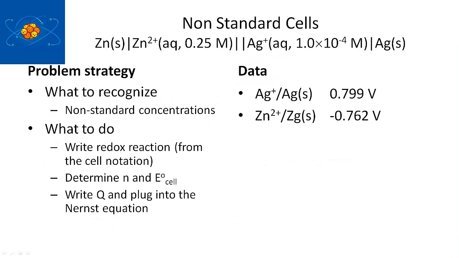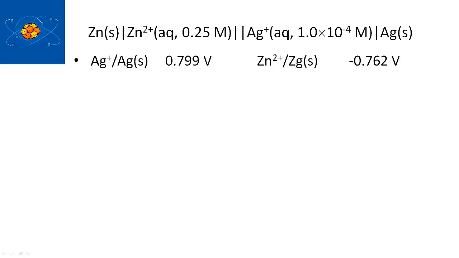So let's look at our first non-standard cell. What we're going to recognize, first of all, is that these are non-standard conditions. This is 0.25 molar, and this is 1 times 10 to the minus 4 molar. So that's what you recognize as being something different in the problem. And what you have to do next is write the redox reaction from the cell notation to determine n and E0 from the balanced reaction, and then you write Q and you plug everything into the Nernst equation. Here's some data. We'll go ahead and use that on the next slide and we'll work the problem out.